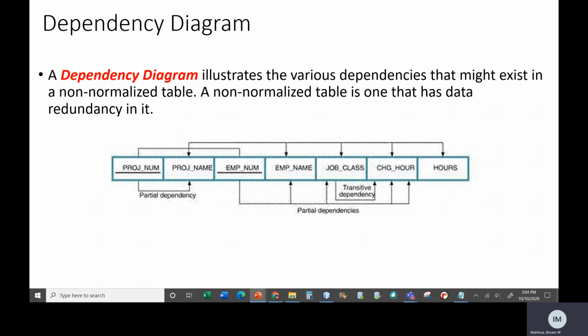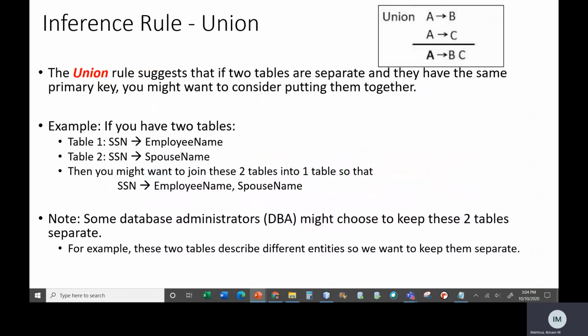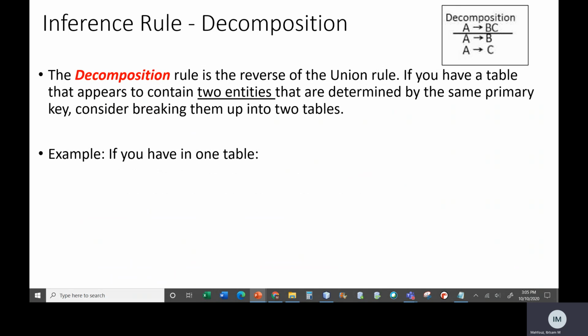So union is saying that sometimes you might have two tables that you want to put together into one table, and decomposition says sometimes you might have a lot of information in one table and you want to split it in two tables. And again, this depends on the use case and the database, how much information there is.